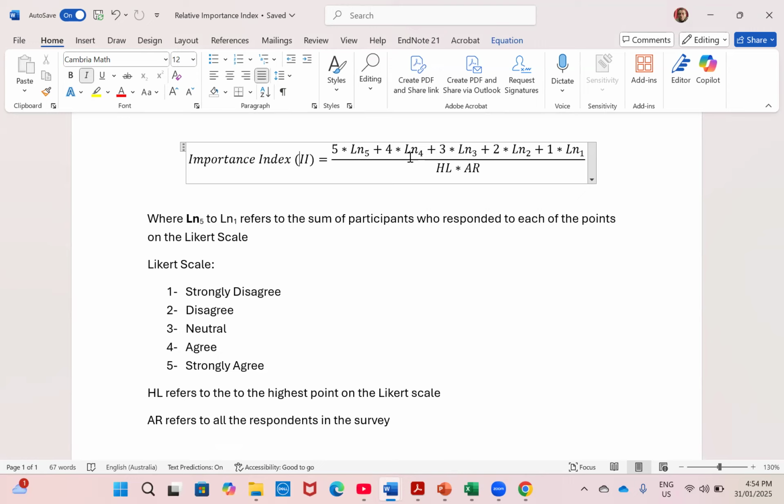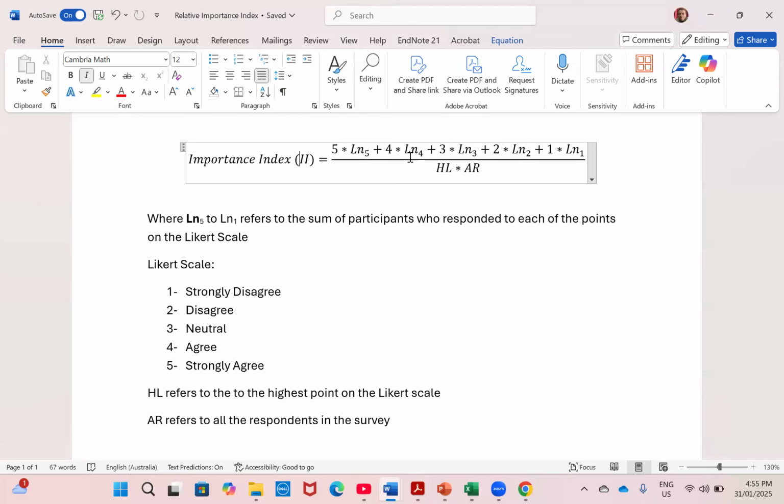Okay, so what does the numerator represent in the importance index? The numerator in the importance index: 5 is the highest point on the Likert scale. Then multiply it by the total number of respondents who ticked 5 for that particular variable or factor.